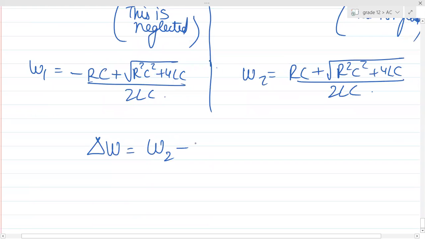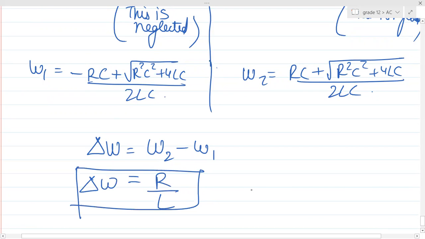So when you calculate the bandwidth, which is basically omega 2 minus omega 1, so this minus that, how much will it come to be? This cancels with that, so twice of RC by twice of LC. The final answer will be R by L.